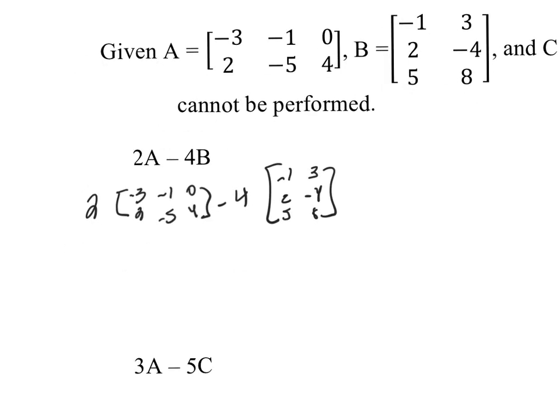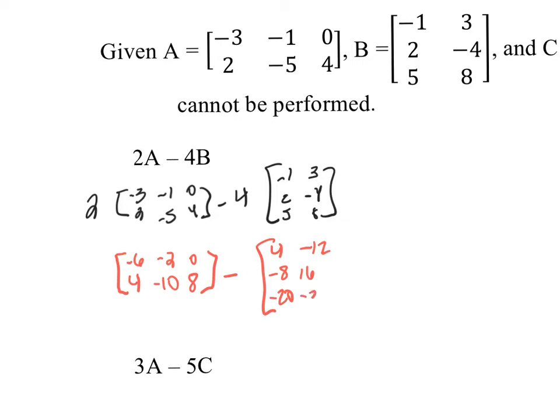All right, we can go ahead and do the multiplication. We can distribute that 2 to everything in that A matrix. So 2 times negative 3 is negative 6. 2 times negative 1 is negative 2. 2 times 0, 0. 2 times 2, 4. 2 times negative 5, negative 10. And 2 times 4 is 8. And then I have negative 4 times negative 1 gives me a positive 4. Negative 4 times 2 is negative 8. Negative 4 times 5 is negative 20. Negative 4 times 3 is negative 12. Negative 4 times 4 is positive 16. And negative 4 times 8 is going to be negative 32.